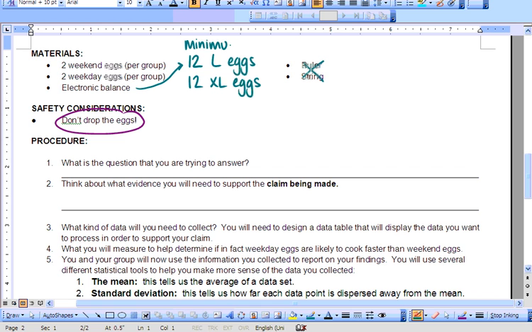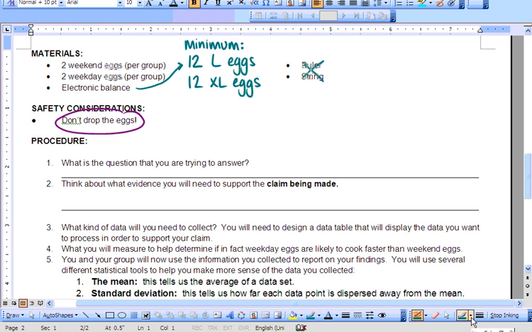Just because our stats are better, the more eggs that you record. So minimum 12 large, minimum 12 extra large, a dozen of each. And be a little bit careful when you're measuring the masses on the scales. Most of them, I think, are in a little plastic container, or you can put the lid on the top and then tare it or zero it out.